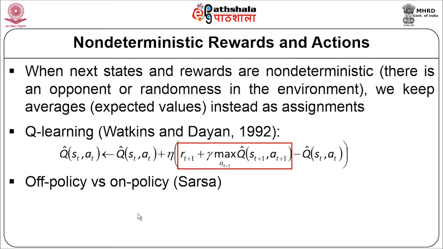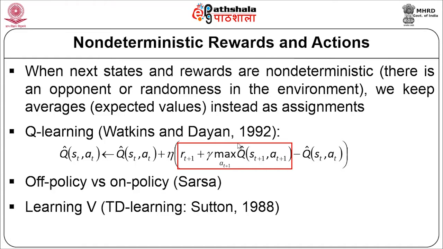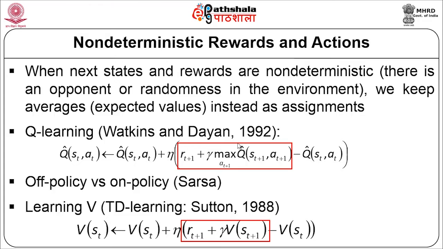We have the same equation, and you can have two policies here. The part marked in red is what we are going to talk about: you have an off policy and an on policy. TD learning, Sutton 1988, is where you are doing a discounted update with the value function at S_t plus 1 only, and that is why it is called TD learning.